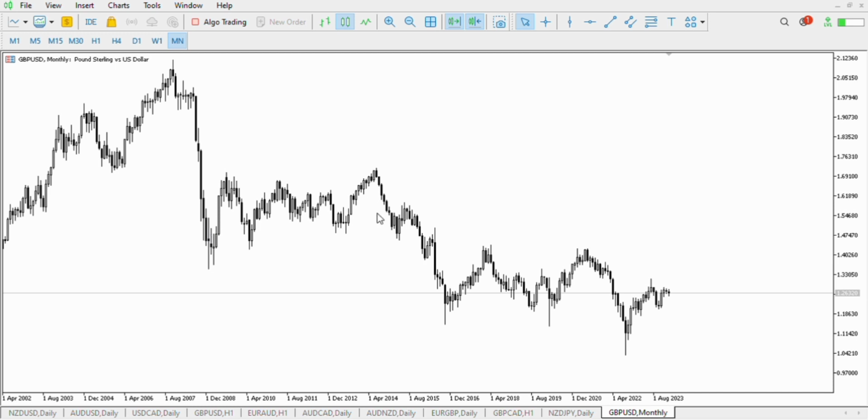So in today's video, I'm going to be analyzing the GBPUSD. And as you can see, this is GBPUSD on the monthly time frame. And looking at the monthly time frame, you realize that this currency pair is bearish.